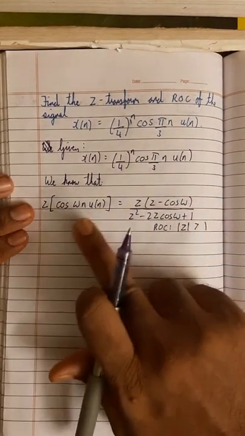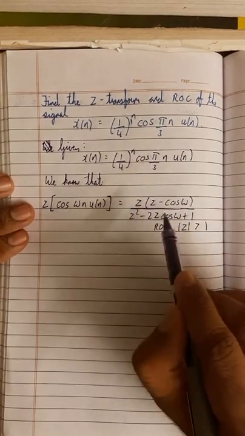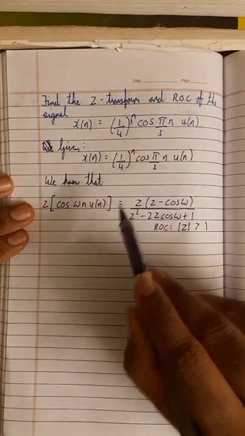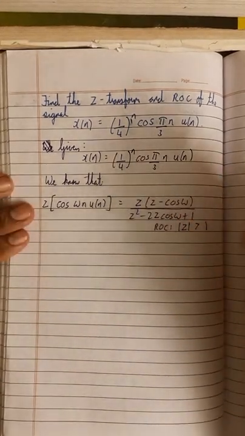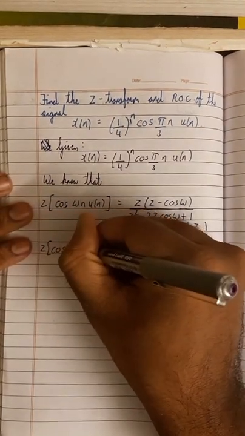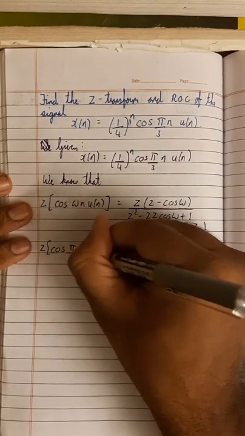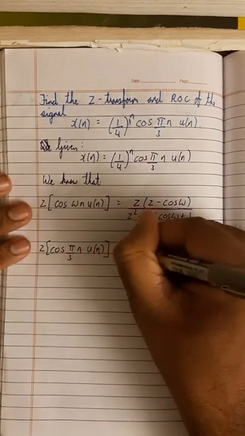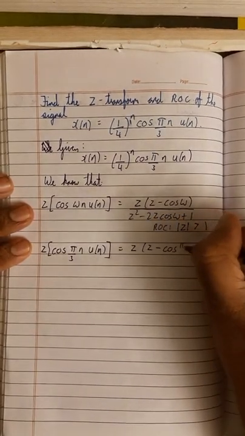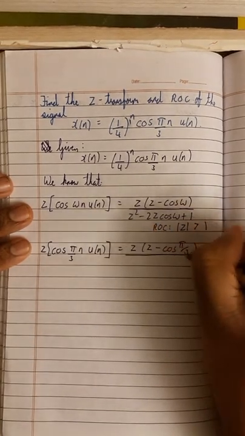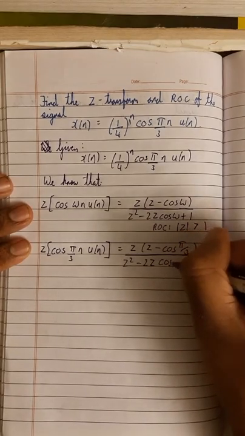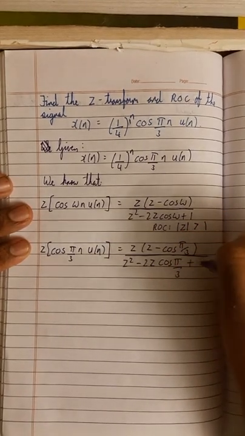So now here the value of omega is pi by 3. What is pi by 3? Pi by 3 is 180 by 3, so it means 60 degrees. So this is cos 60. Let me write it. So the z transform of cos pi by 3 n u of n is equal to z into z minus cos pi by 3 by z square minus 2z cos pi by 3 plus 1.